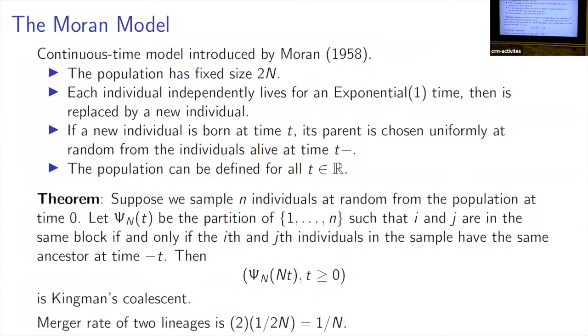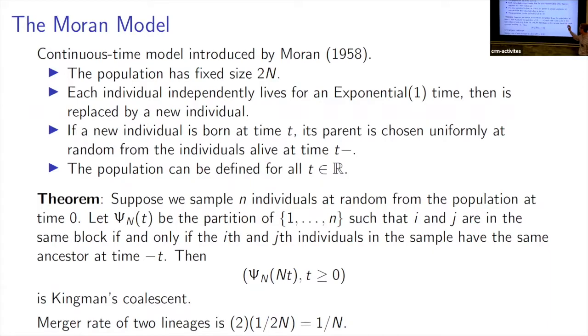And with these dynamics, the process can be defined for all real times, both positive and negative. Now, it turns out that Kingman's coalescent exactly describes the genealogy in the Moran model. Here's a theorem to that effect.